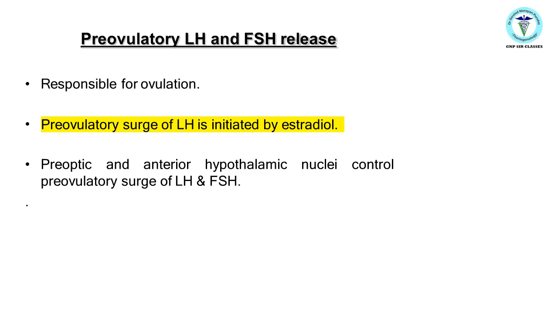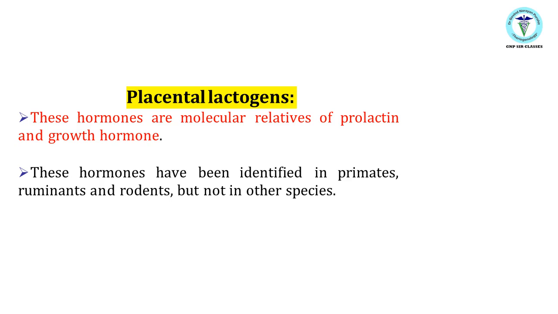FSH has a half-life of 2.5 hours and is crucial for reproductive functions. LH has alpha and beta subunits with a molecular weight of 30,000 daltons and a half-life of 30 minutes. It induces estrogen secretion and is responsible for the preovulatory surge that leads to ovulation. It also stimulates interstitial cells in both males and females.